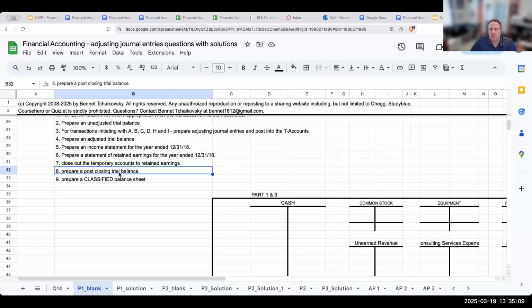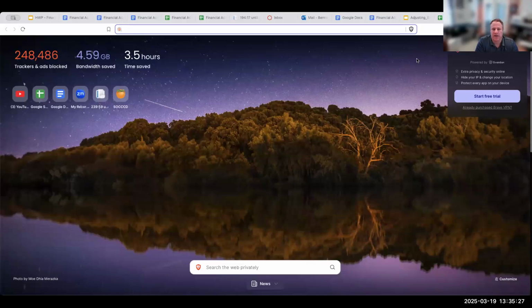Then when we get over here to the post-closing trial balance, that's going to be the same as from exam one. So right now, up until this point, we're just throwing in adjusting journal entries and an adjusted trial balance. But here's the big difference. We're going to be looking at preparing what we call a classified balance sheet.